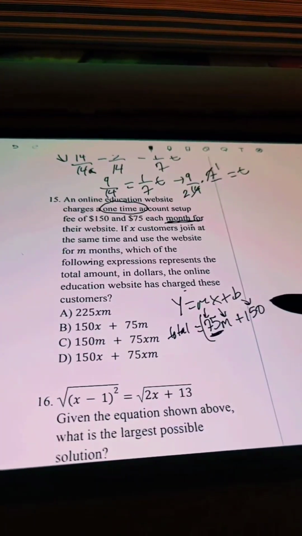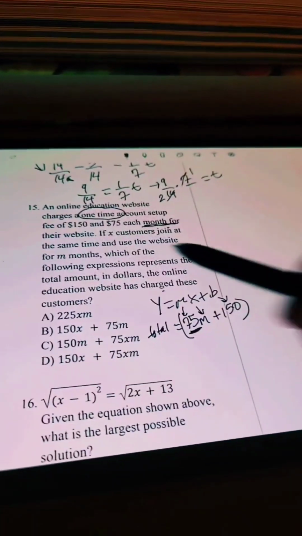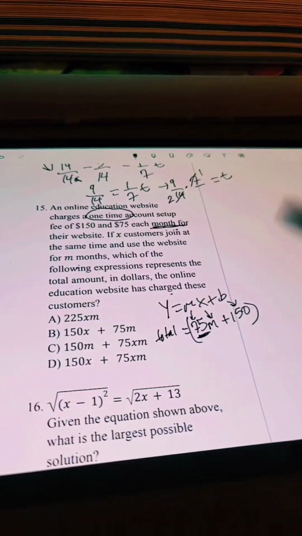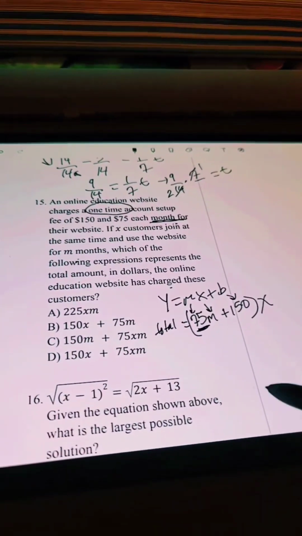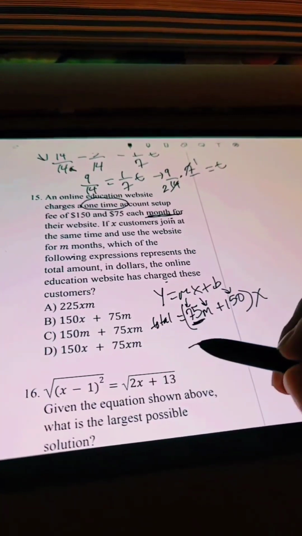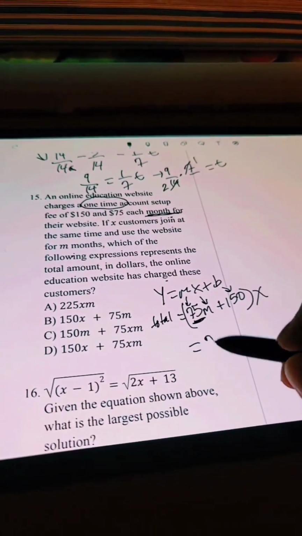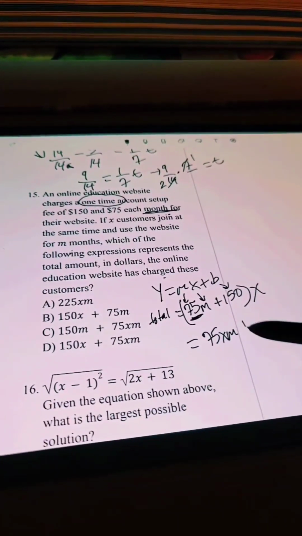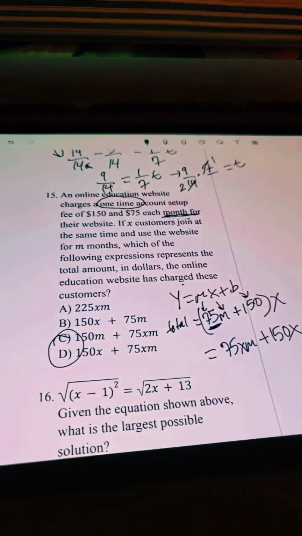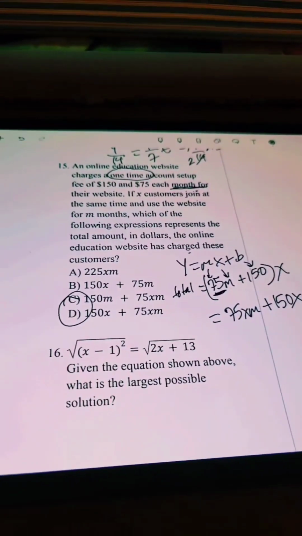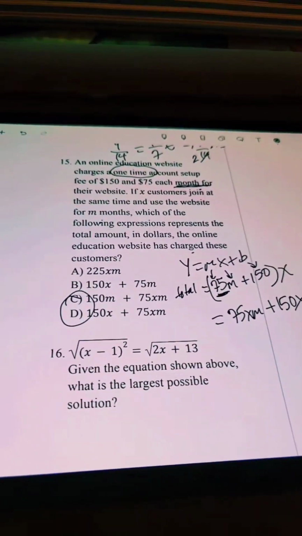But we also have to think, oh, we're multiplying by how many customers join, because this is the situation for each customer. So then you have to multiply it by the X number of customers that are joining. So then what we're going to get is 75xm plus 150x. So it would be D. Yes, it's D.